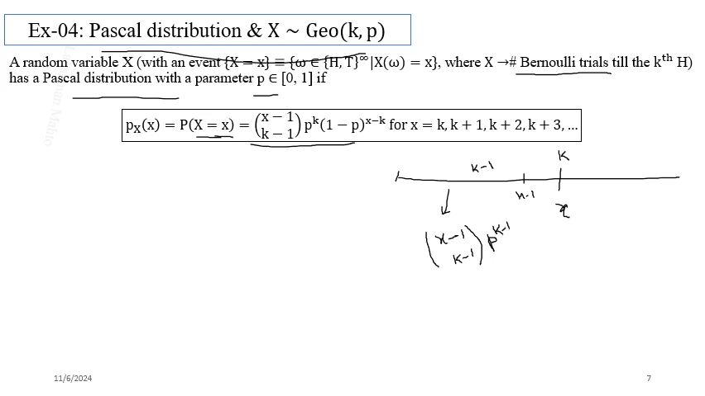Out of x minus 1 trials, you got k minus 1 successes. Then how many failures did you get out of x minus 1 trials? It would be x minus 1 minus of k minus 1, so x minus 1 minus k plus 1. It is simpler: minus 1 plus 1 will cancel out. You will have x minus k. So how many times is 1 minus p coming? x minus k. 1 minus p to the power x minus k.